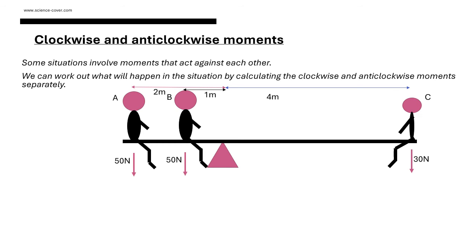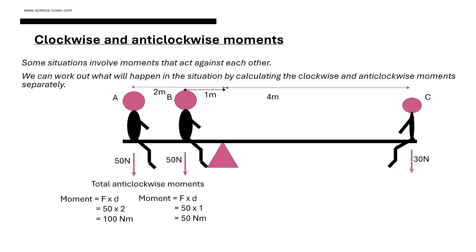In this situation, we have two children on the anti-clockwise moment and one child on the clockwise moment. So to work out the total anti-clockwise moment, we have to work out the moment of child A and add it to the moment of child B. So the moment of child A is 50 times 2, which is 100 Newton meters. And the moment from child B is 50 times 1, which is 50 Newton meters. So the total anti-clockwise moment is these two numbers added together, so that's 150 Newton meters.